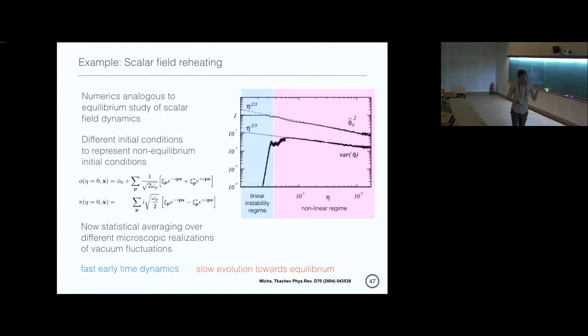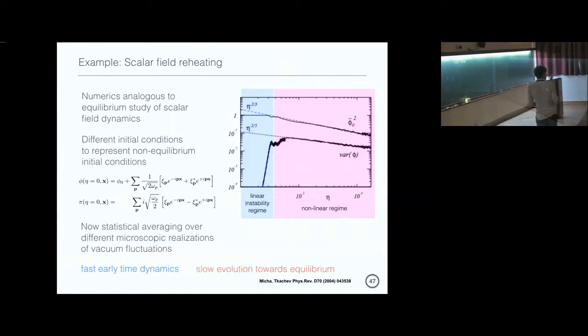Okay, so we expect from our linear instability analysis that there should be a subset of modes at early times which is growing, and so that should lead to a growth of the fluctuations in the system.